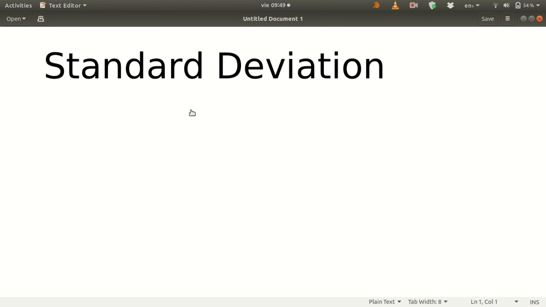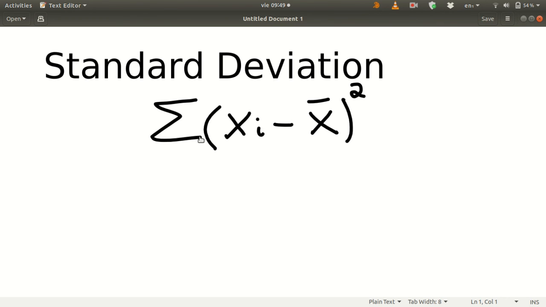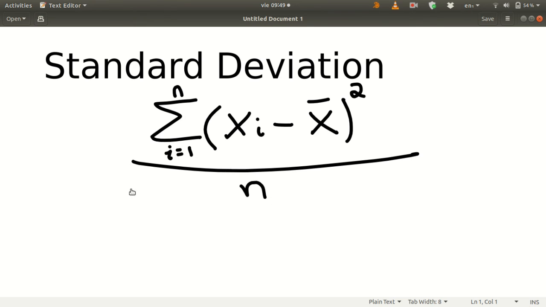To calculate the standard deviation, all you need is to add the squares of the distances from each data member to the mean, and then divide it by the total number of data points. To compensate for raising it to the power of 2, after we have done the calculation, we're going to take the square root, and the final result is our standard deviation.